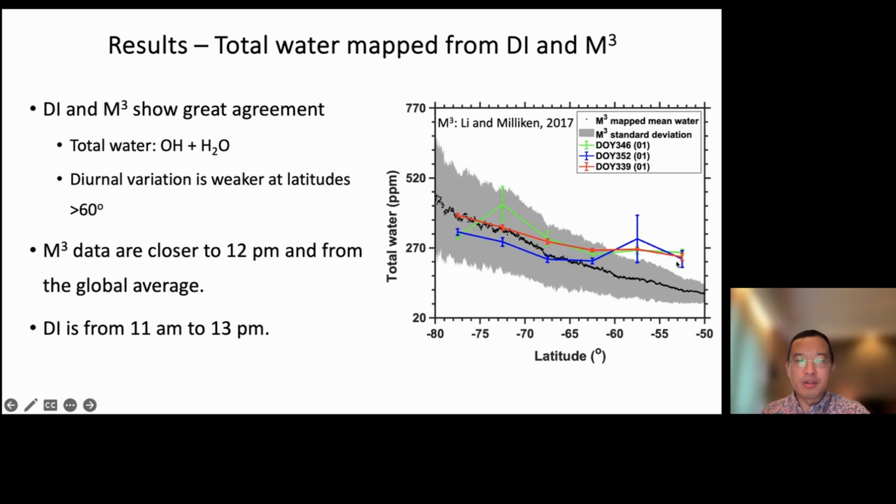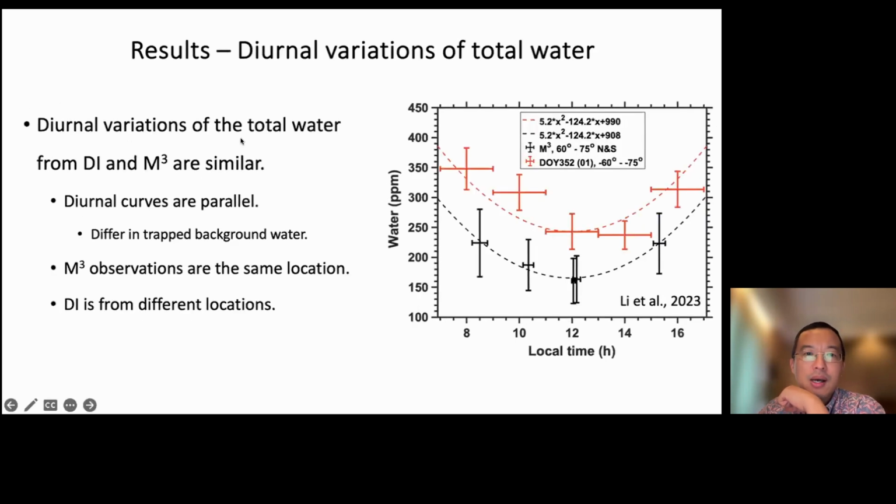But I want to point out there are many differences. First, M-cube data are closer to noon and also from the global average, while for the Deep Impact data, because there are not many data, I have to loosen it to like 11 a.m. to 13 p.m. So this has a wider range of local time, and it's also from very regional observations, but it's still showing great agreement. And also we assessed the diurnal variation of the total water, and we also found that it agrees well with M-cube data.